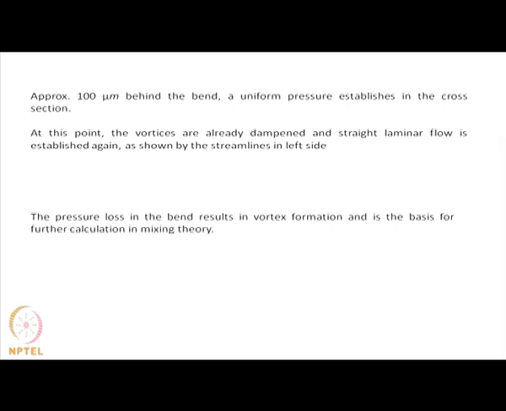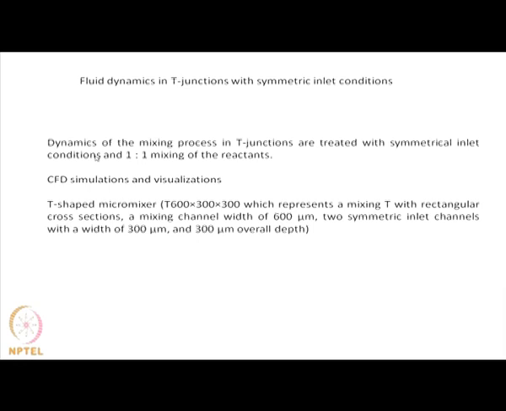So the pressure loss in the bend results in vortex formation and is the basis for further calculation in mixing theory. We may get more mixing, but definitely at the cost of increased pressure gradient in the path of the flow. Now, we can also look at the fluid dynamics in T junctions, but we'll come to that later on.